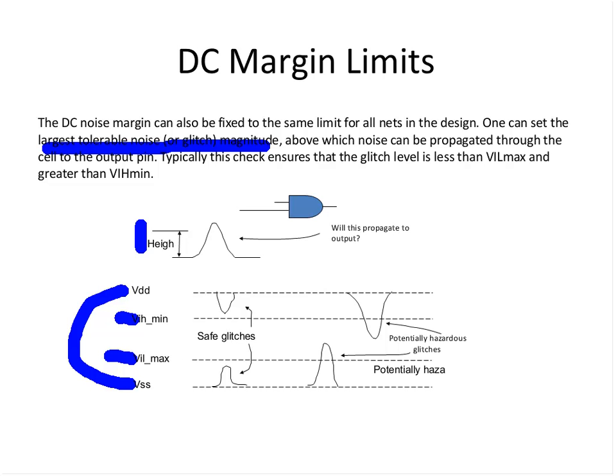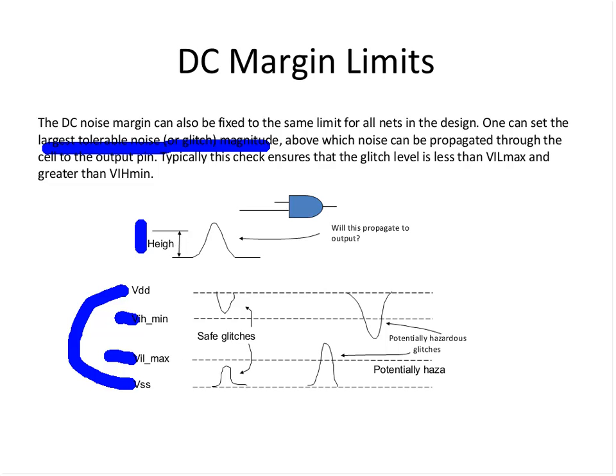Whatever be the case, how PrimeTime analyzes is that there will be a line of VIH min and VIL max. Any glitch below VDD that does not touch VIH min is okay. Similarly, any glitch beyond VSS that doesn't go beyond VIL max is safe. These will be filtered out by SI.